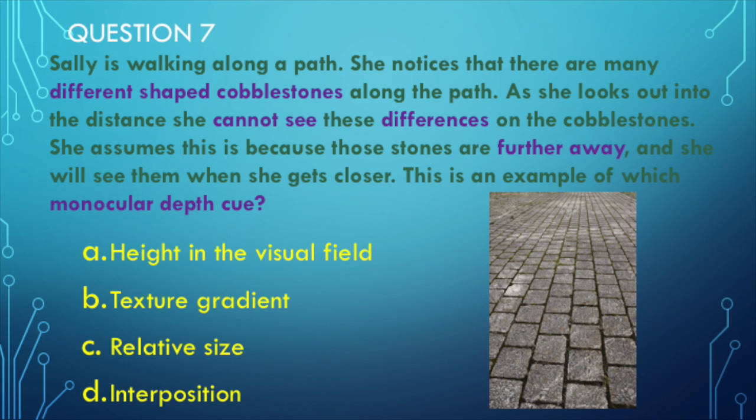Question 7. Sally is walking along a path. She notices that there are many different shaped cobblestones along the path. As she looks out into the distance, she cannot see these differences on the cobblestones. She assumes this is because those stones are further away and she will see them when she gets closer. This is an example of which monocular depth cue? Height in the visual field, texture gradient, relative size, or interposition.